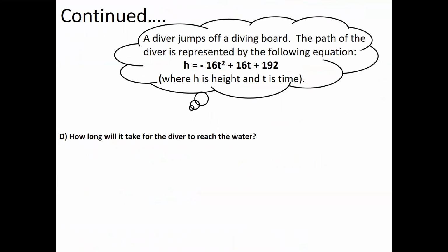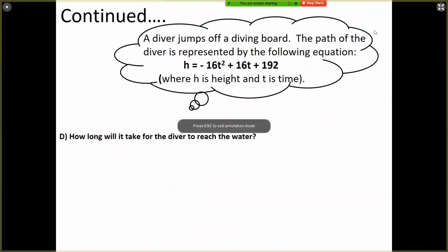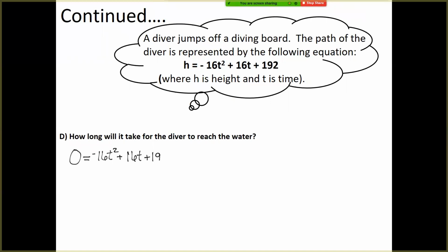The last one, we want to know how long does it take the diver to reach the water? If the diver's reaching the water, what is their height off the ground? 0. They're touching, in this case, the ground is the water. So we're going to take 0 and plug it in for the height. So 0 equals negative 16t squared plus 16t plus 192.